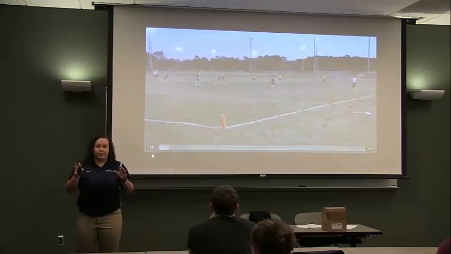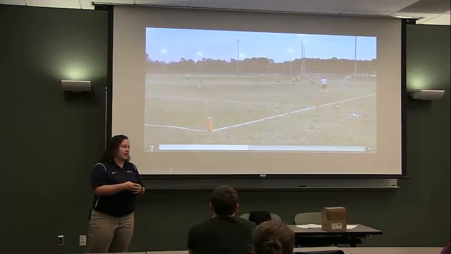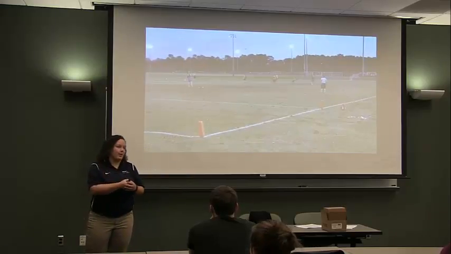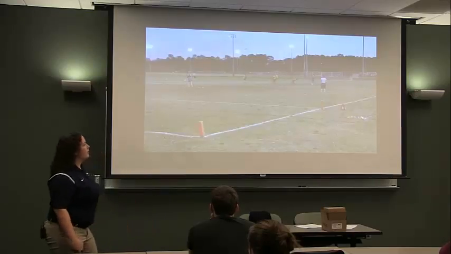That is why, as ref, it is important for you to stay close to the line of scrimmage, because that is going to be your call. You need to make sure that you are watching where that quarterback's foot is. Even if it's just a few inches over, he is gaining an illegal advantage.